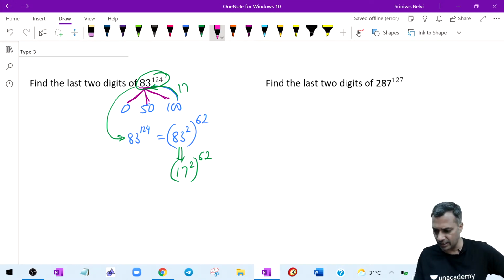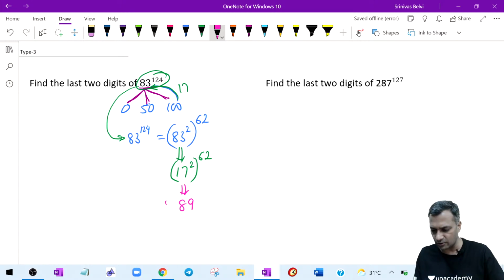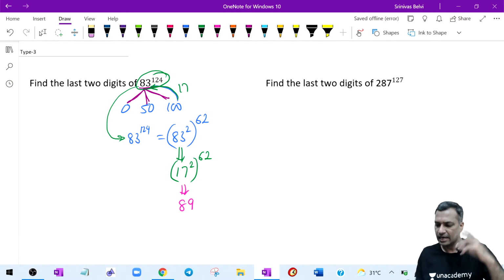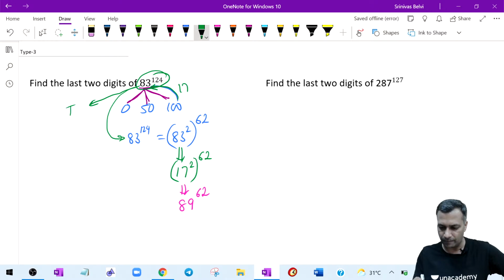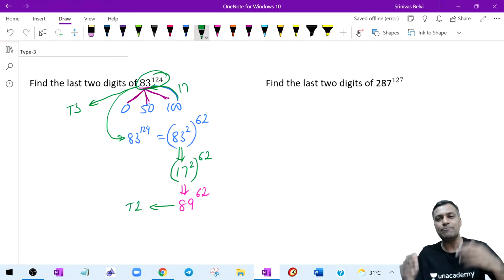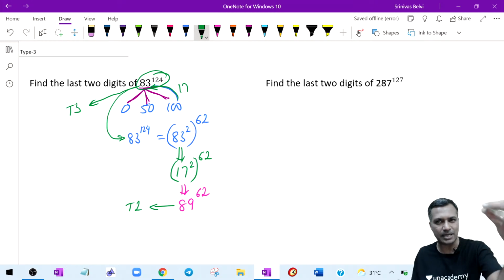Now the next step: let me find the last two digits. Therefore, for 17 square, the last two digits are nothing but 89, because it's 289. The 2 doesn't matter to me; what matters is only 89. 89 raised to power 62. What did I do? Listen very carefully. This is a phenomenon. When I look at 3 or 7, I said it was a type 3 problem. The moment it came to 89, a number ending in 9, I made this a type 2 problem. I am actually doing a backward integration. Simple, I'm putting in some steps so that I'm doing a backward integration on this.